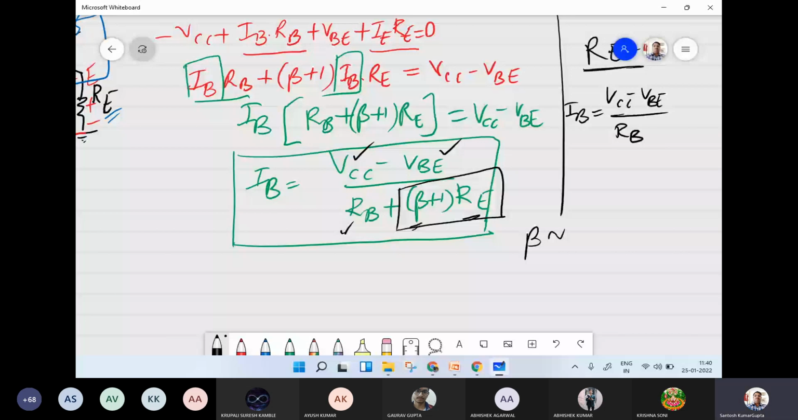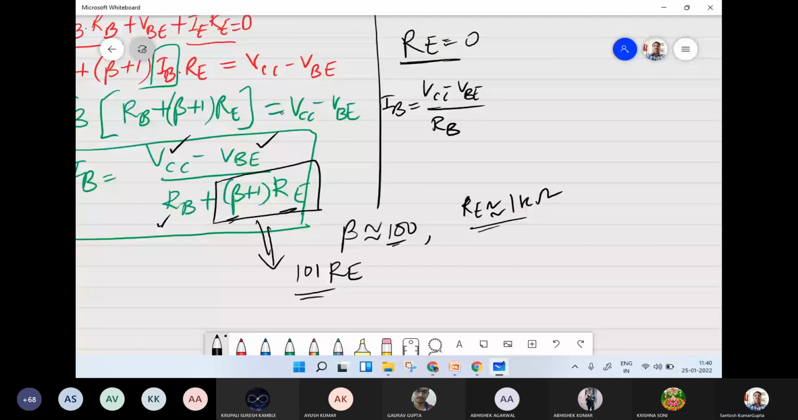RE is some resistance in the emitter leg. So even if we take RE not too large, say of the order of kilo ohms, we see that the effect of this is going to be 101 times RE. 101 times 1 kilo ohm.